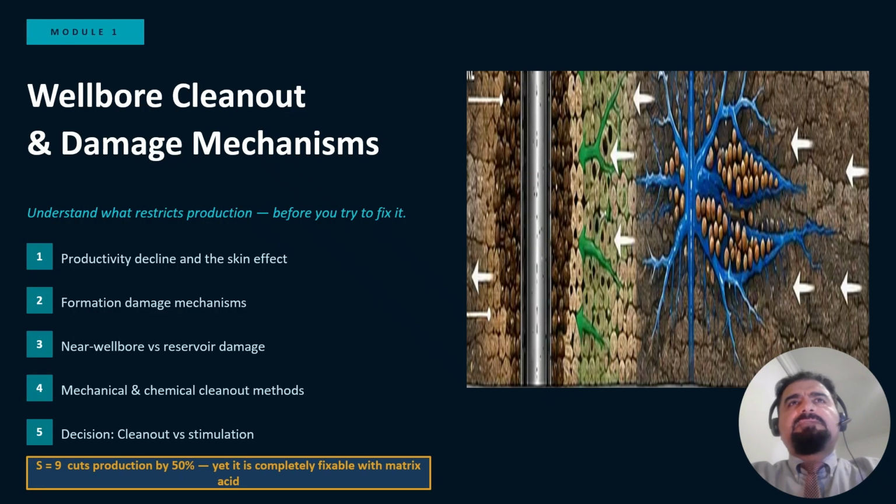Module 1 is where it all begins. You will learn to read the data, declining production, rising drawdown, stable reservoir pressure, and identify whether the restriction is near wellbore damage or something deeper. Skin factor of 9 cuts production in half. Module 1 shows you how to see it, measure it, and decide exactly what to do about it.